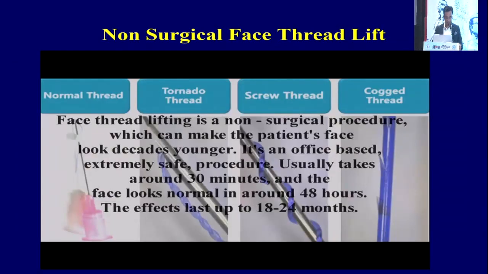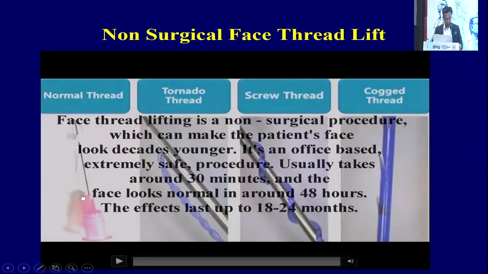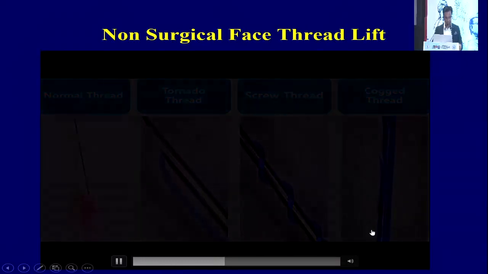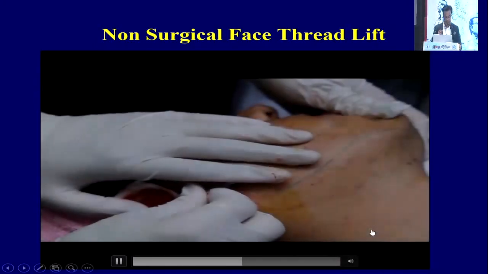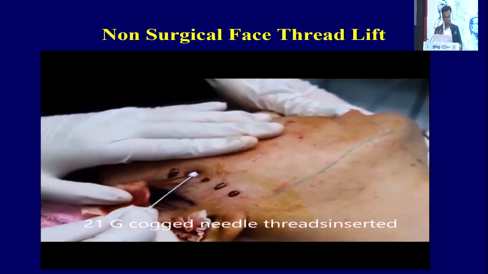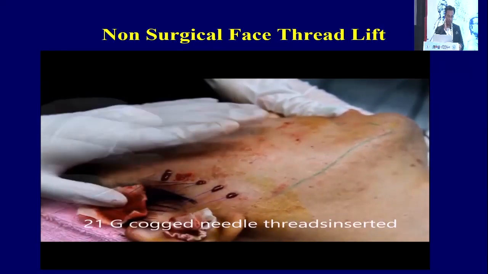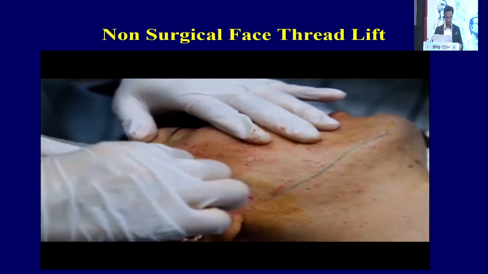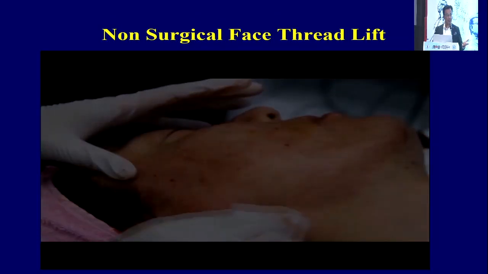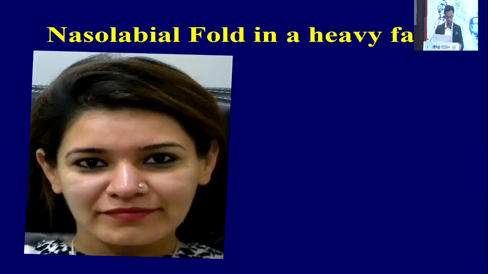Face thread lift is something we do regularly. This is an office procedure where we insert threads into the face. These are like barbed wires which are completely absorbable. It's a simple, non-surgical facelift: inserted into the face, it uplifts your face and makes the face look tighter and better. These threads will disappear in about 9 months or so, but the results last for about 2 years, right?